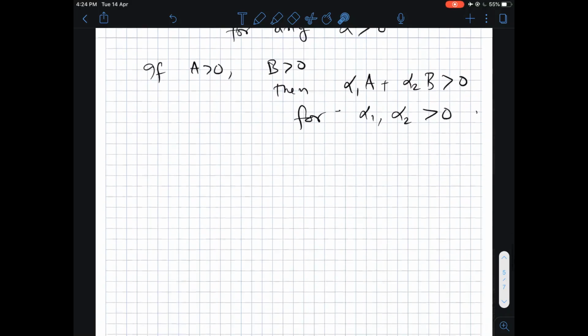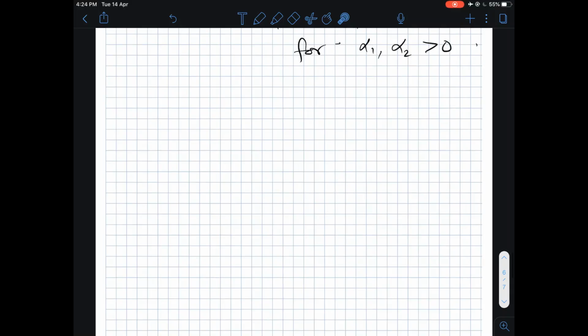You have to be cautious that not all properties of positive numbers translate to properties of matrices. For example, one important property of any number is that it's either positive or negative, right? But that's not the case for matrices. A matrix doesn't have to be either positive definite or negative definite. It could actually be indefinite.